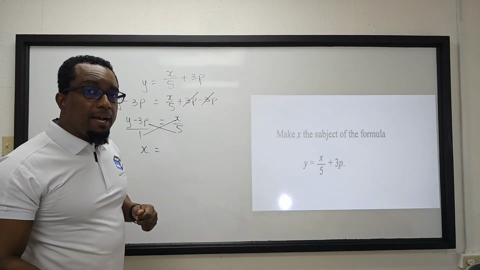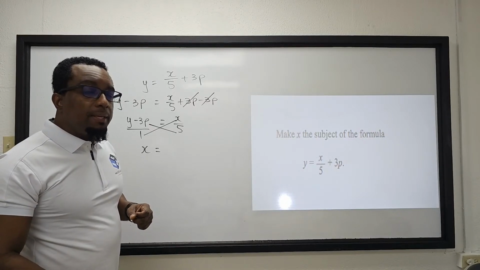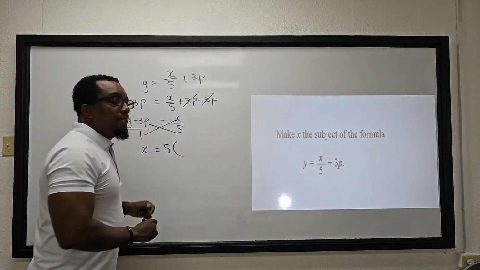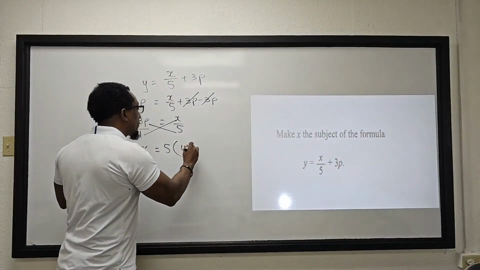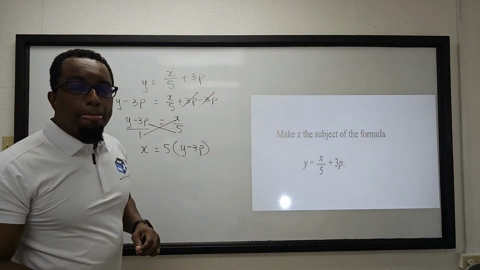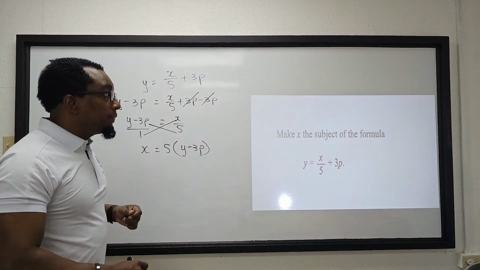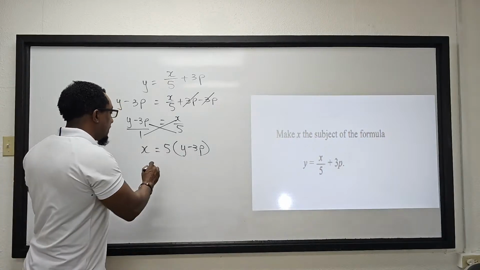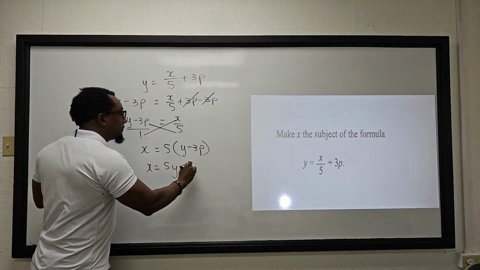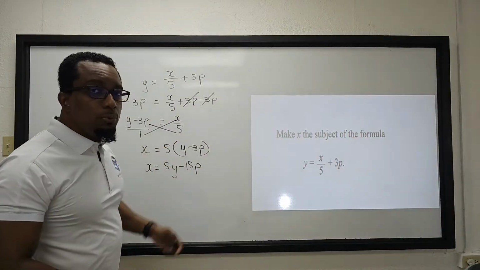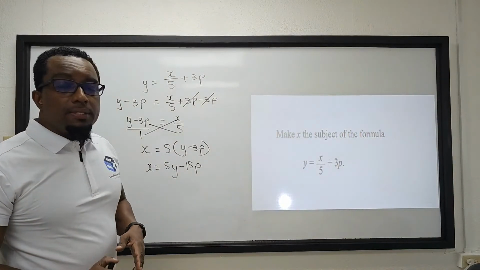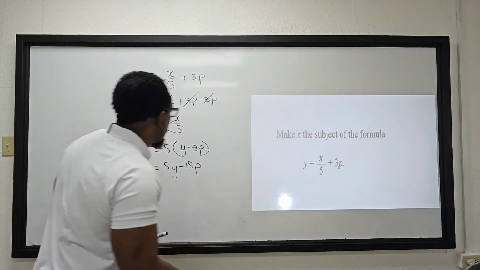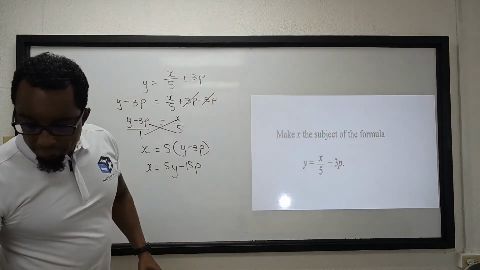So if I'm multiplying 5 by Y subtract 3P, if I'm multiplying a number by an expression, it's important to place the expression in brackets. And therefore, I have X as the subject of the formula. This is the aim, to make X the subject. And we have done so. If you want to remove the brackets, to express it as X is equal to 5Y minus 15P, no problem. Any one of the two is acceptable. So what we have done here is to make X the subject of the formula. So let's look at another one.